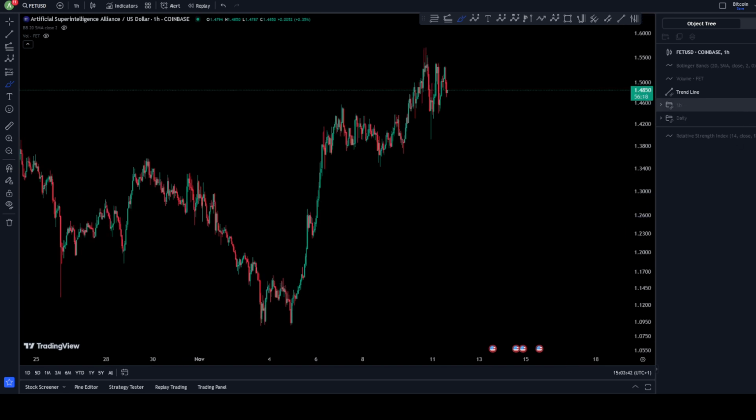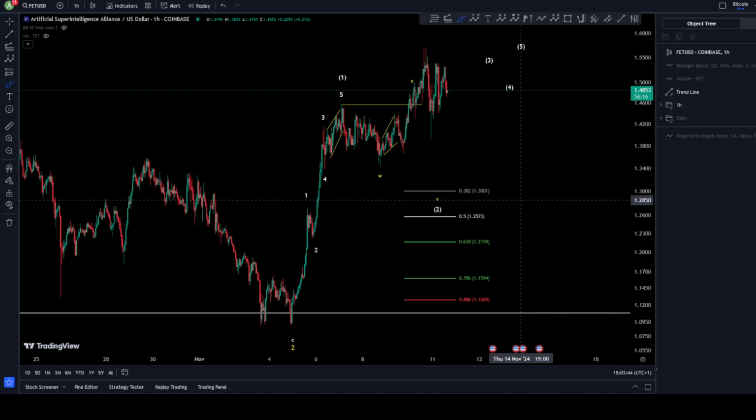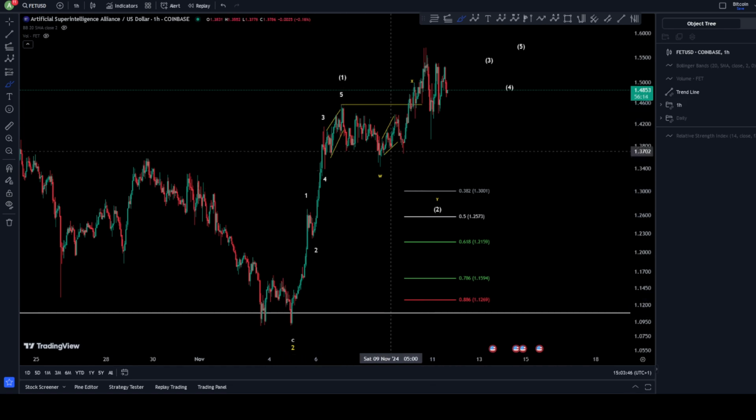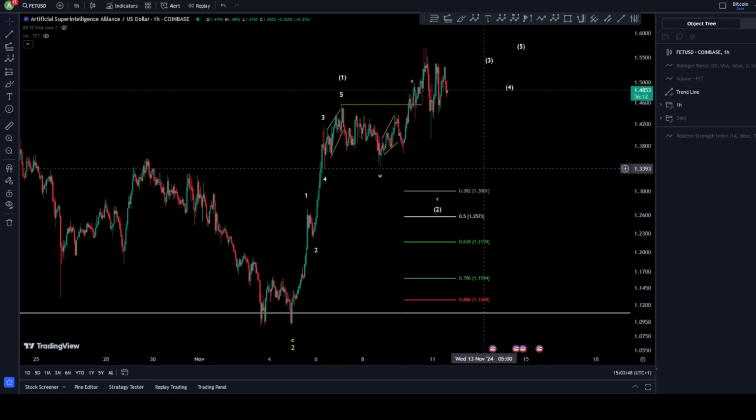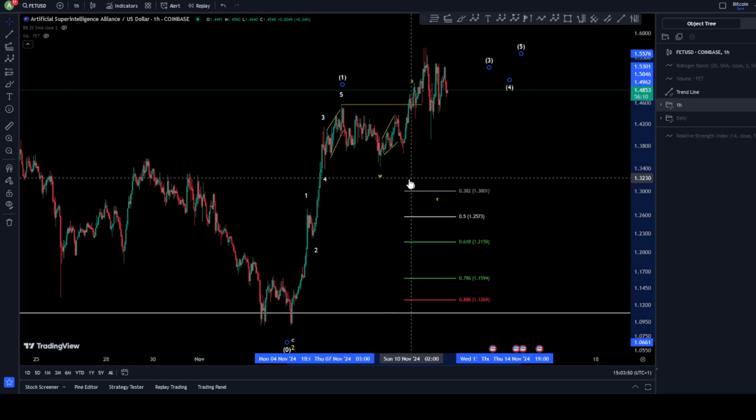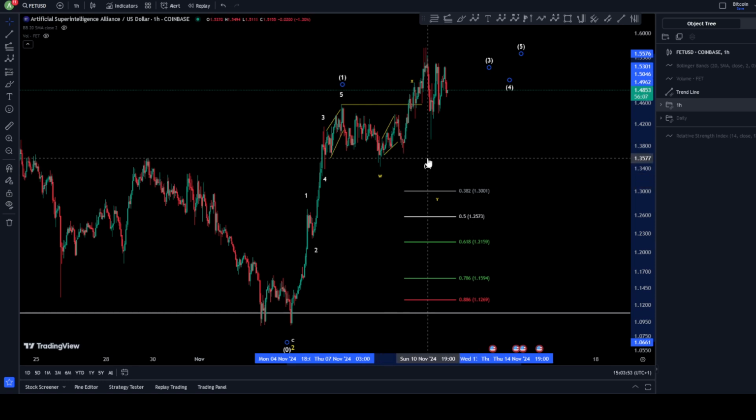So if we move to the 1-hour chart, let's take a look. On the 1-hour chart, we are looking at wave 1 finished, definitely. Very shallow wave 2, right? Very, very shallow wave 2.